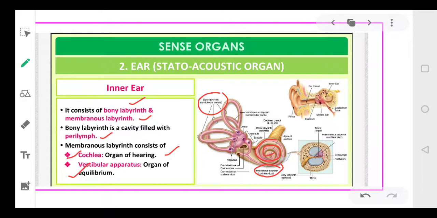vestibular apparatus. What do we call this apparatus? It is called the vestibular apparatus. So the membranous labyrinth has 2 parts, the cochlea and the vestibular apparatus.